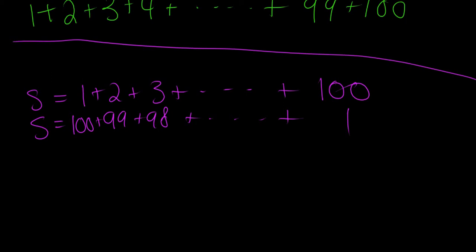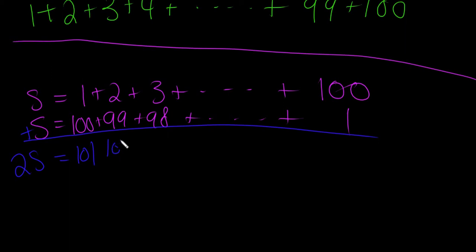What happens if I were to add these two things together? Sorry, my lines are a little crooked today. If I add the S's, I'm going to get 2S. 100 plus 1 is 101. 2 plus 99 is 101. 3 plus 98 is 101. These are all getting added. I think you see the pattern. 100 plus 1 is also 101.